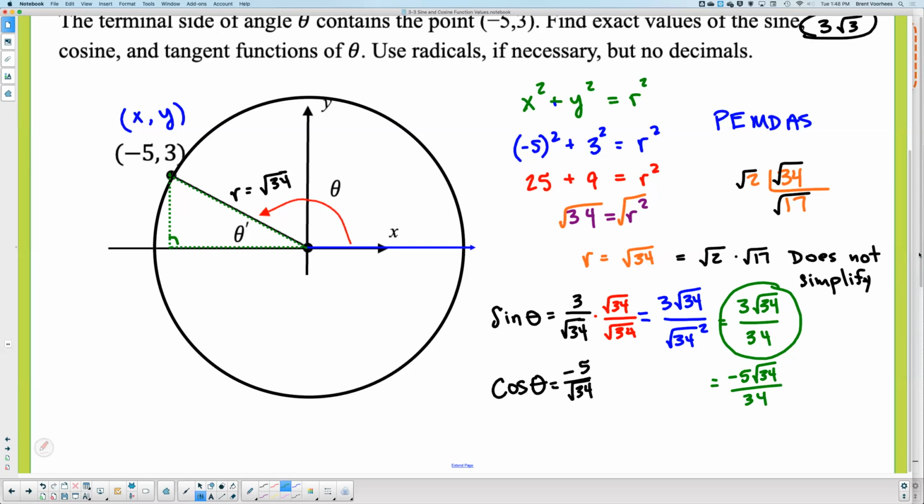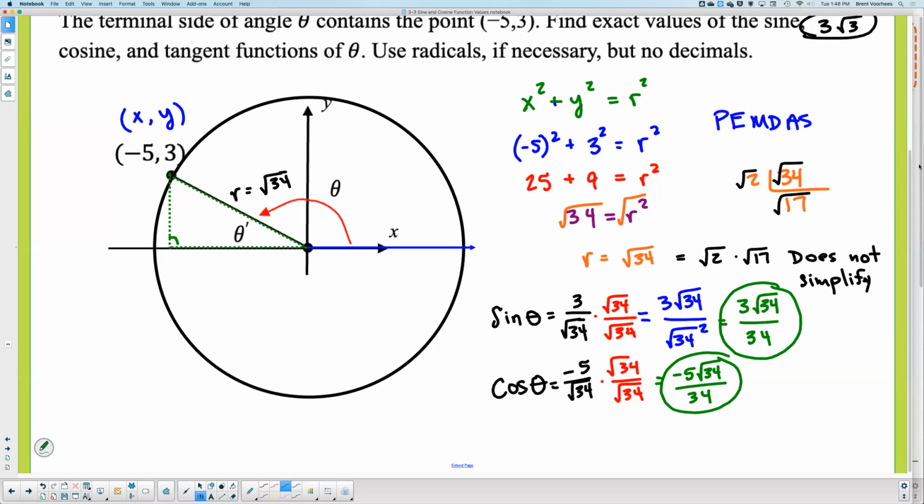You got it. If you want to show all your math, you would multiply by the square root of 34 over the square root of 34, a funny looking one. And these two would be equal to one another. And so there's our second answer. There's cosine: -5 square root of 34 divided by 34.